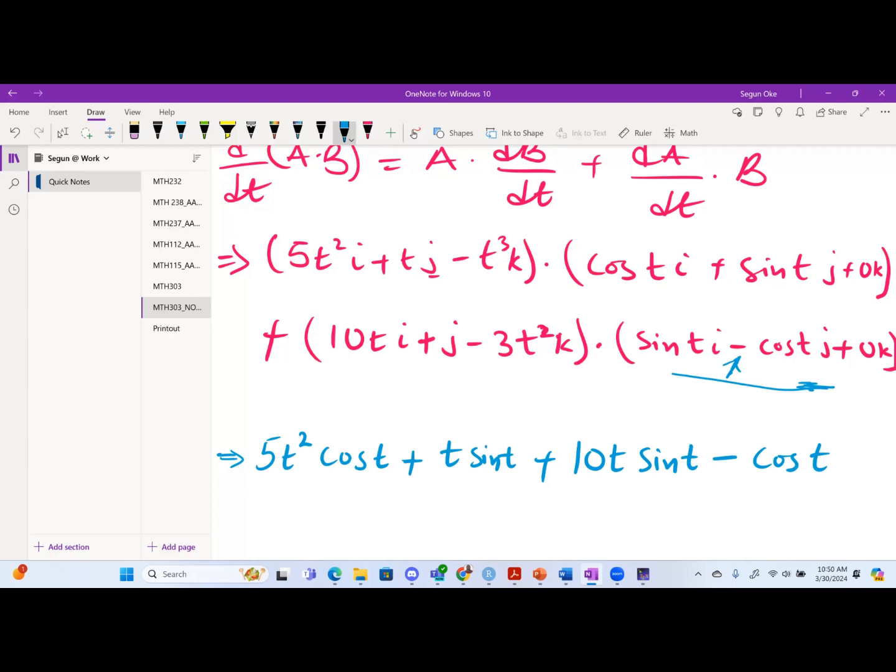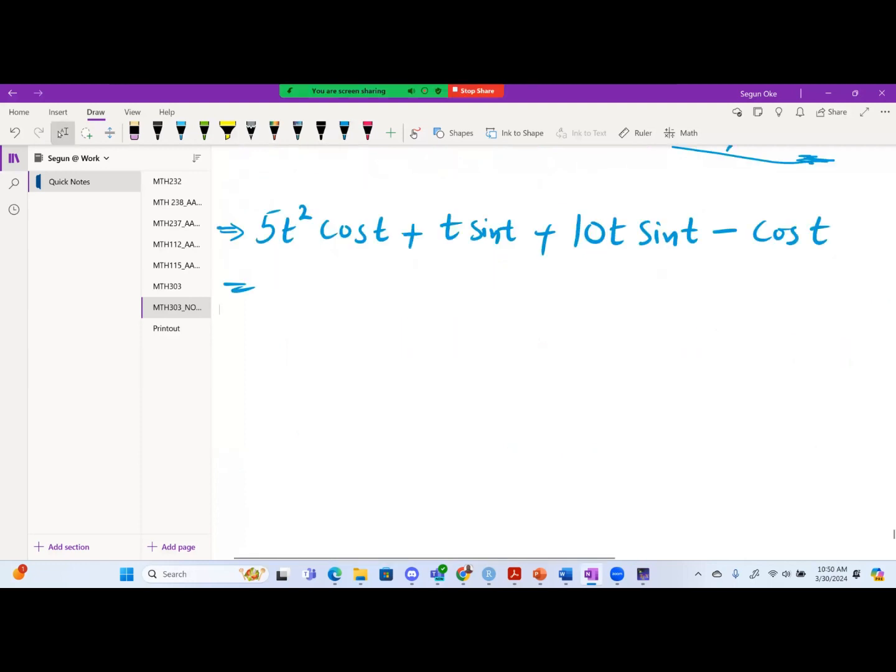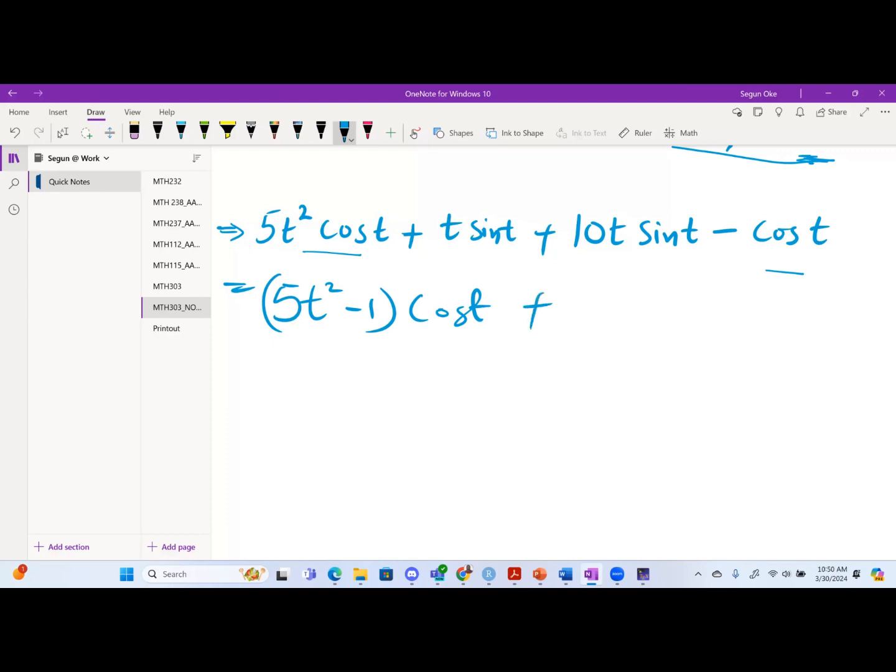Then you can write it in a neat way. We have cos here. We can merge it together by saying 5t squared minus 1. Cos t is common, take it out. And here plus t, t sine t plus 10 sine t will give you 11t sine t. That's the final answer.